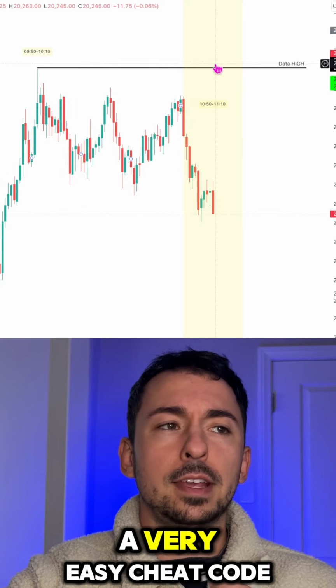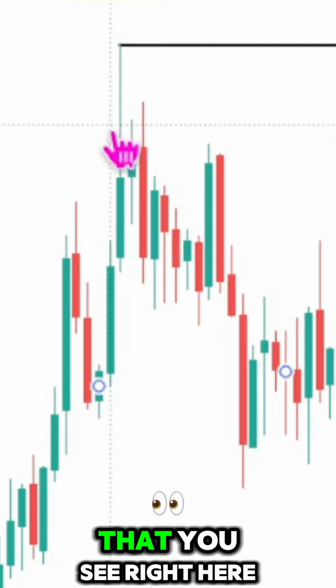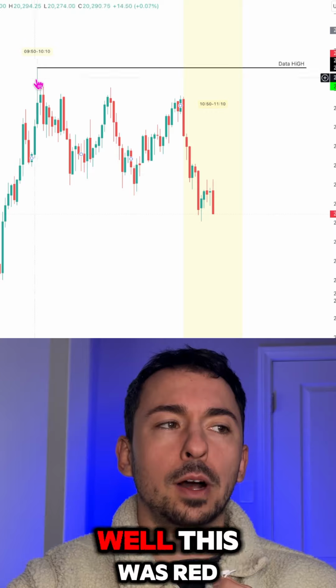I want to show you a very easy cheat code you can use in the markets, and it's this wick that you see right here. It's called a data high. Why is it so important? Well, this was red folder news.